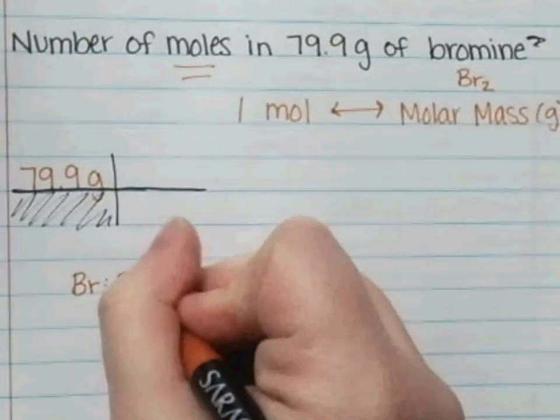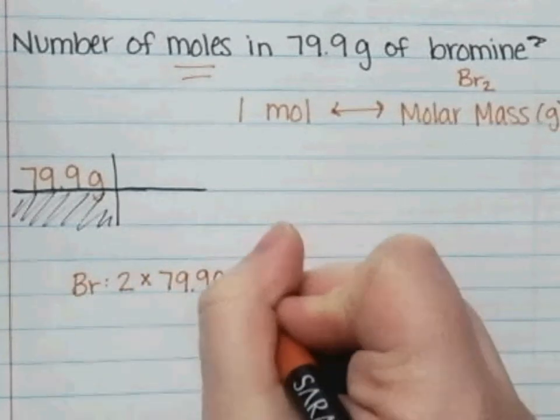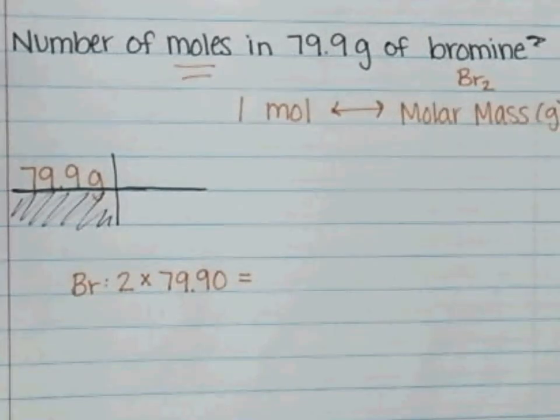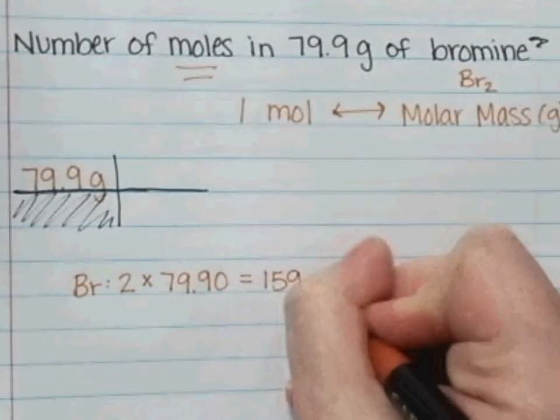So in order to find my molar mass, I'll do this down here. I'm going to take bromine. I'm going to count how many I have. In this case, I have 2. If you did not know that that was diatomic, your molar mass is going to be wrong, and your answer to the problem would be wrong. So it's really important that you remember your diatomic molecules. So I have 2 bromine atoms.